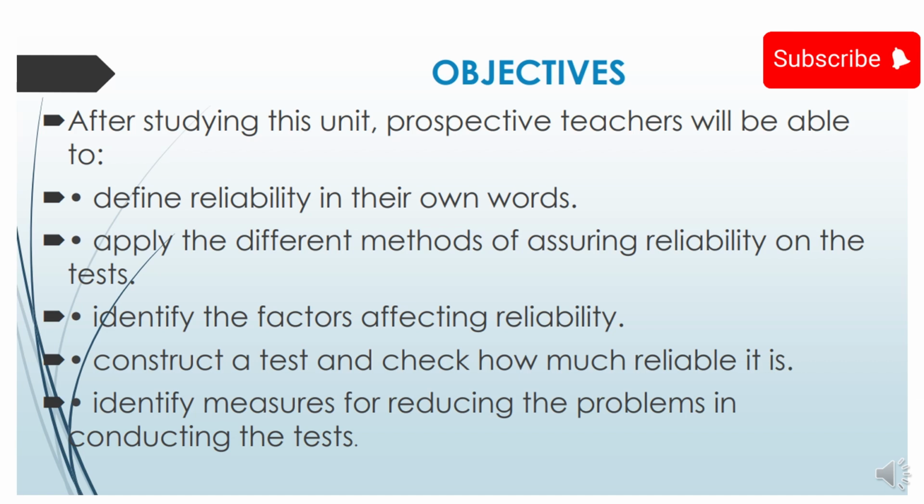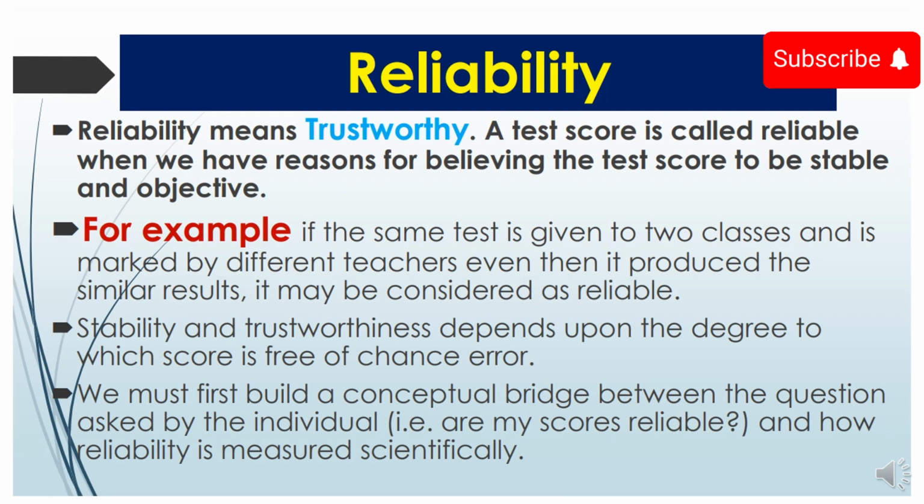The first step is that they define reliability in their own words. The second is that they apply the different methods of assuring reliability on the test. The third is that they identify the factors that affect reliability. The next is that they construct a test and check how reliable it is. The last is that they identify measures for reducing the problems in conducting the test. Now, what is the meaning of reliability?